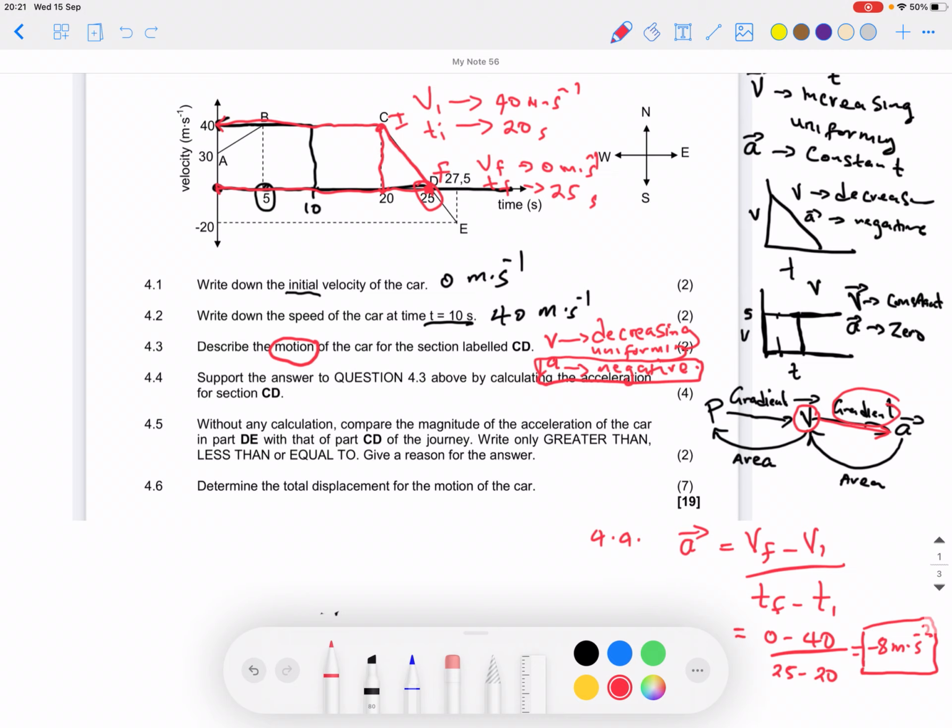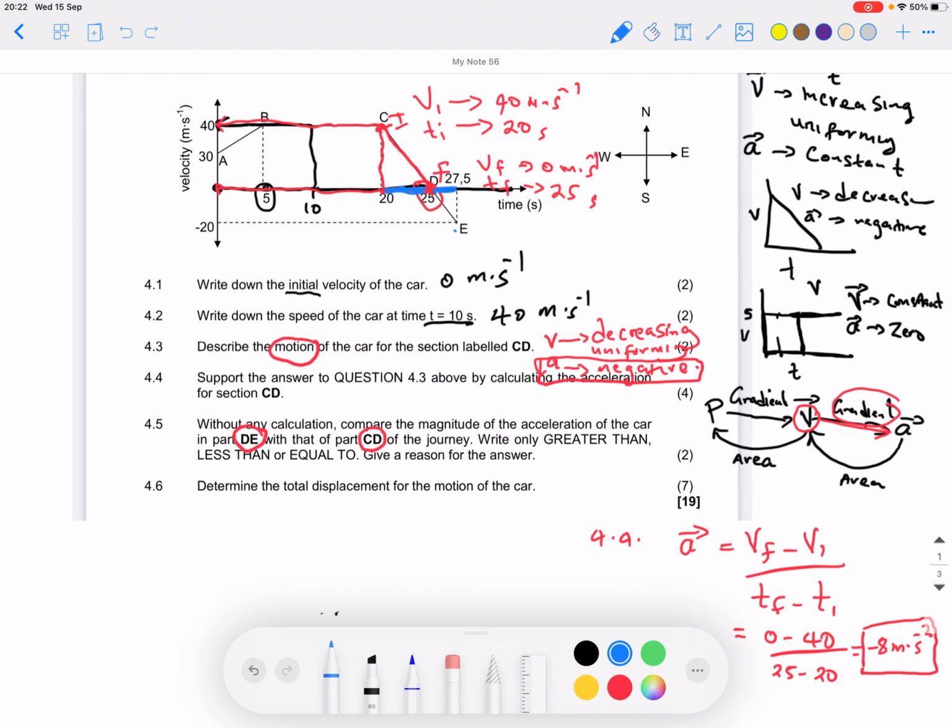But before that, let's compare the motion from C to D and from D to E. To check which one is faster, just check how long it takes for the car to reach D from C. You can see it takes about 5 minutes. And from D to E, it takes about 2.5 minutes. So which point is faster? Obviously DE. The acceleration is faster in DE than in CD.